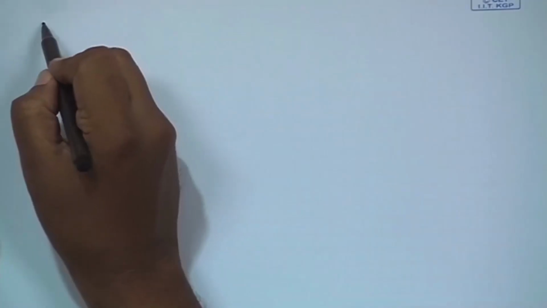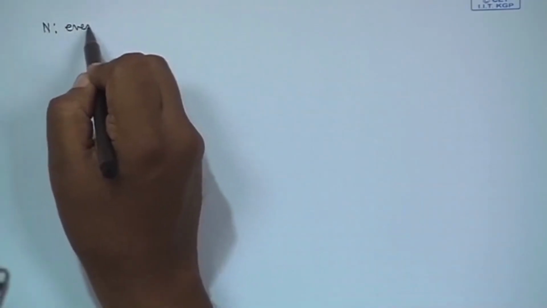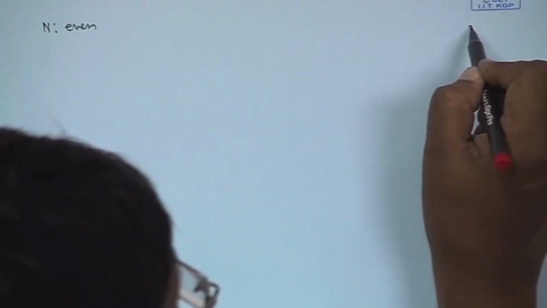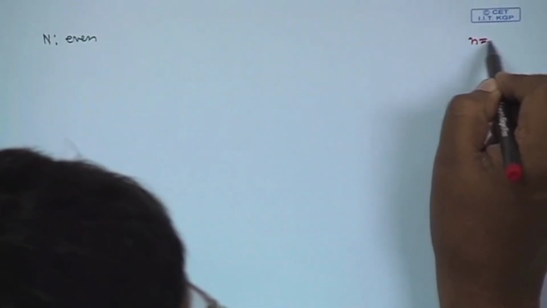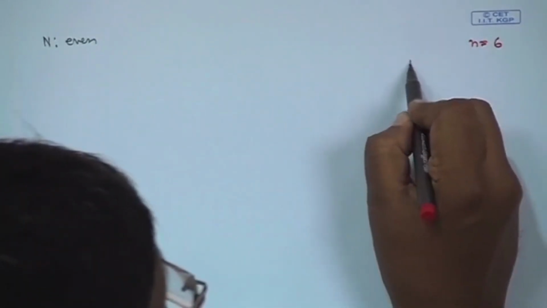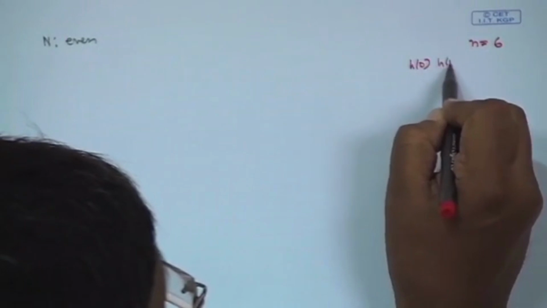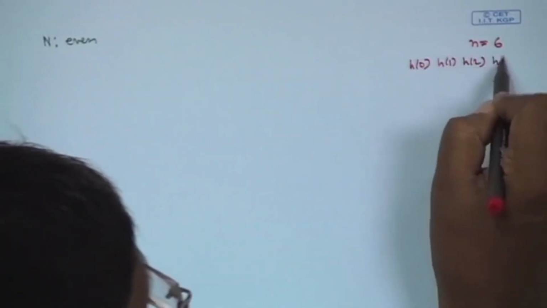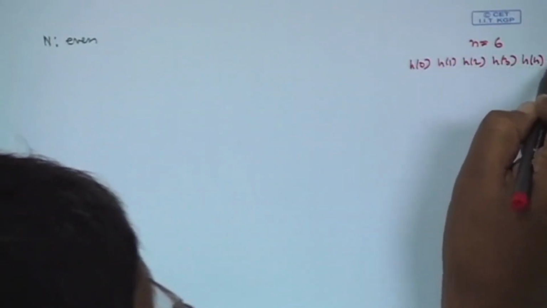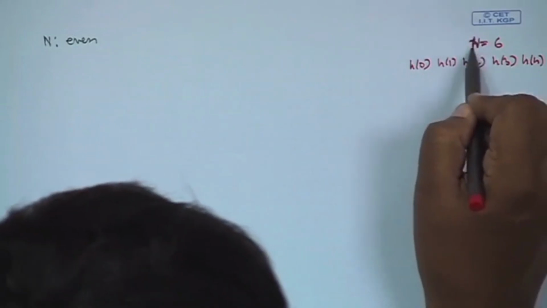Okay. Now, we consider the case of n even. Suppose n is equal to, say, 6. So, I have got H 0, H 1, H 2, H 3, H 4, H 5. So, total 6. I will divide it into just 2 halves. N is 6, the capital N.